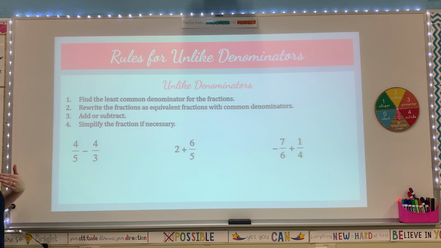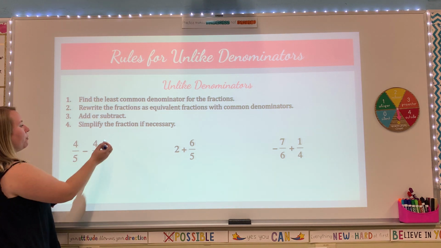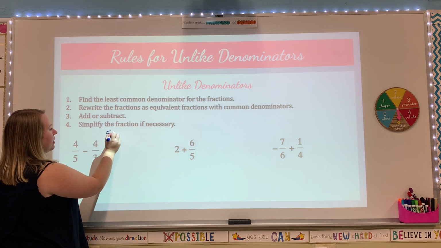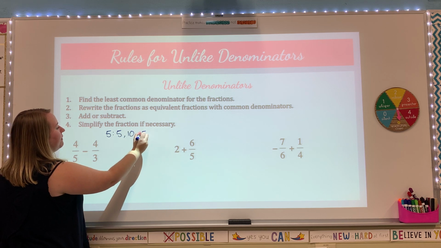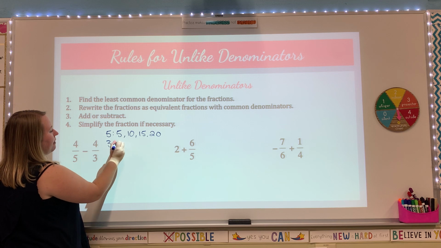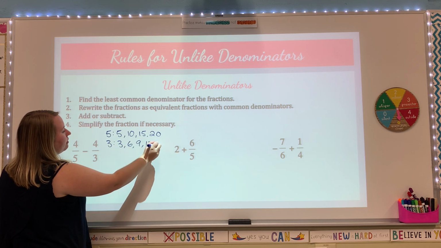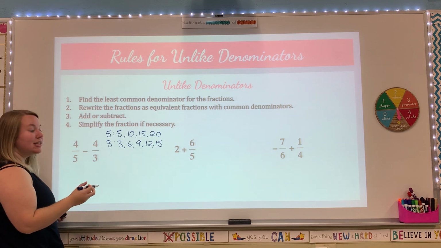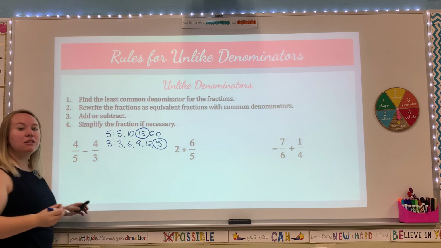What I'm going to do is write out the multiples of 5 and 3 for a little bit and see if they have one in common. So if we're doing the number 5, I have 5, 10, 15, and 20. And then the number 3, we have 3, 6, 9, 12, 15. And if you notice, they are repeating, right? They both have the number 15 as a multiple.